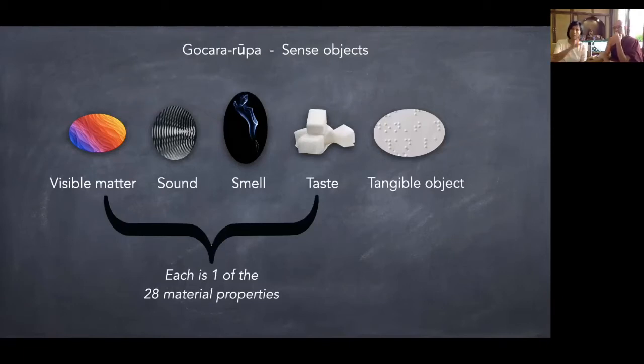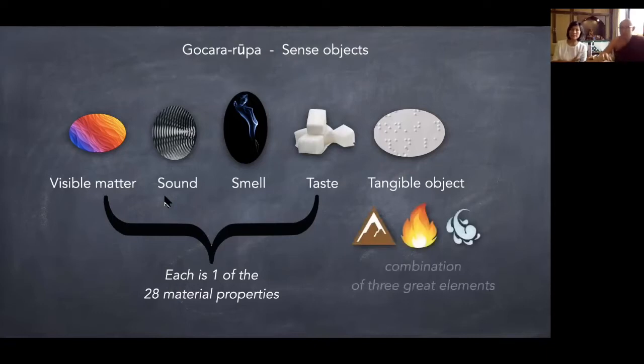So they are visible matter. There is sound, there is smell, there is taste. But tangible object is not a separate material property in itself, but the combination of the three great elements. So there is no one kind of matter that is called tangible object. Instead, it is the combination of the three primary elements that we call a tangible object. So it is not a matter in itself.